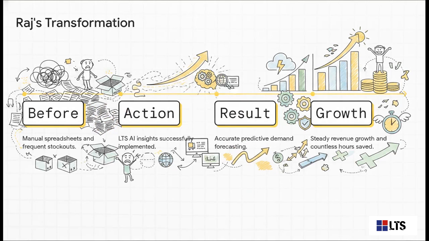Let's look at a story you can actually use. The Raj case study. Raj is a business owner who was managing literally everything on manual spreadsheets. It was a nightmare of stockouts and wasted inventory. The guy was completely overwhelmed. Then, we implemented LTS AI Insights. Almost overnight, our platform gave him predictive demand forecasting. Raj stopped the bleeding, optimized his inventory, saved just countless hours on manual admin, and started seeing steady revenue growth. It's the perfect story to show how we take an overwhelmed business and turn it into a predictive, data-driven machine.